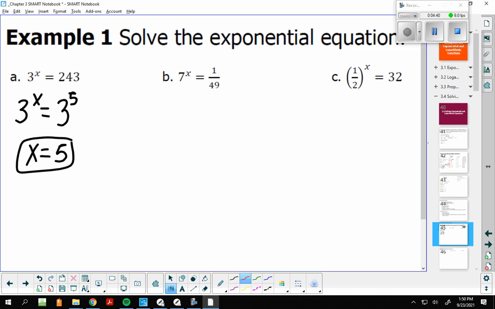Okay, 49. We don't want to deal with fractions, so we're going to change this into 49 to the -1st power. And since the left side has a base of 7, let's change 49 into 7 squared.